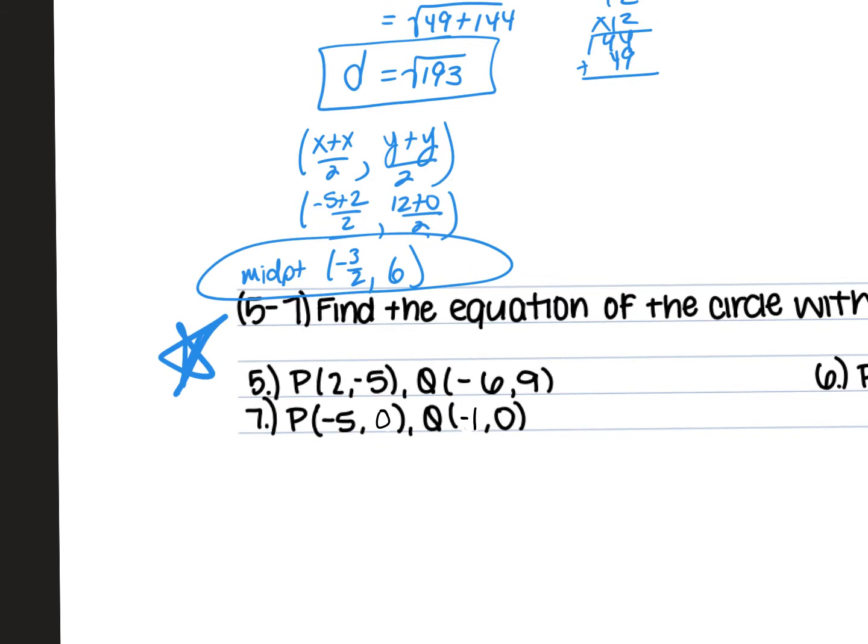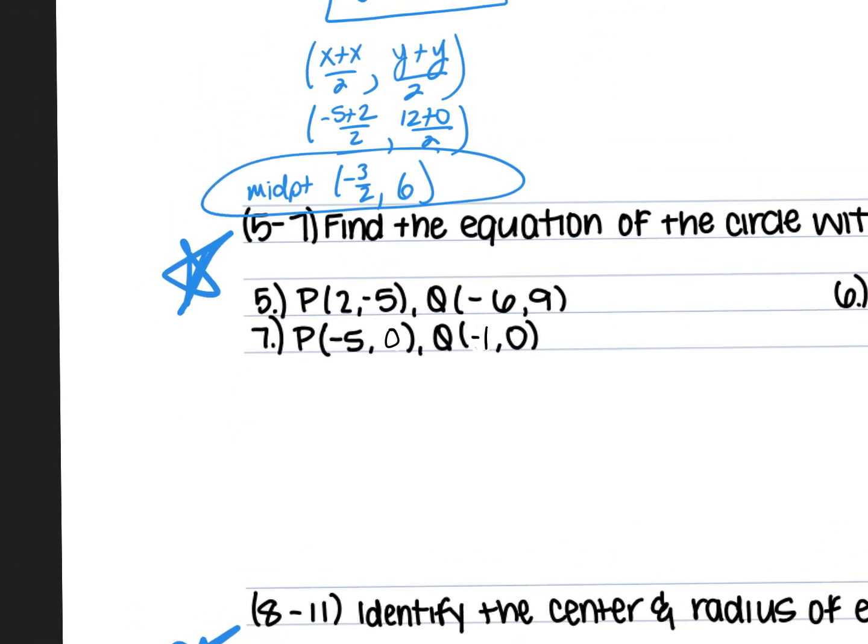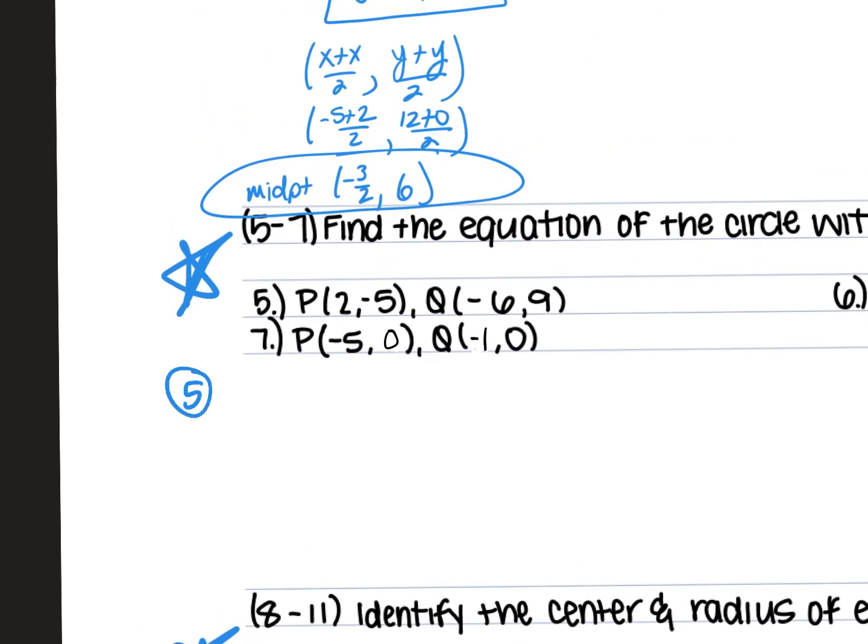Each version of your quiz will have a question like this. It says, find the equation of the circle with the given endpoints, all right? Remember, I told you, if you don't have a picture, go ahead and draw one. Let's do number 5. Here is my circle, and these are the endpoints of the diameter. So I'm just going to put 2, negative 5 here, and I'm going to put negative 6, 9 here.